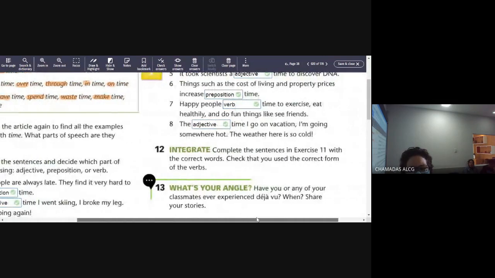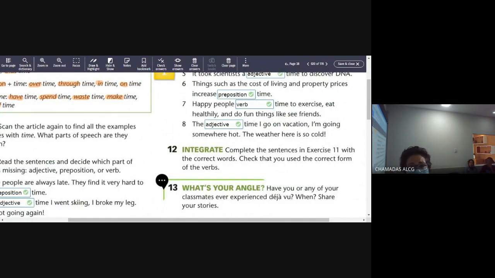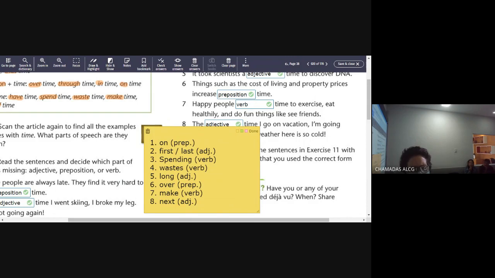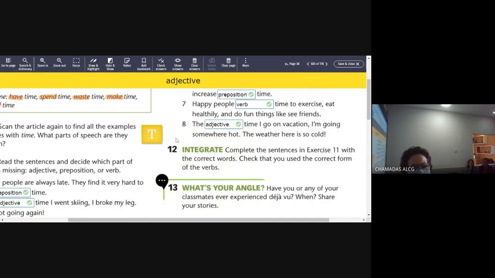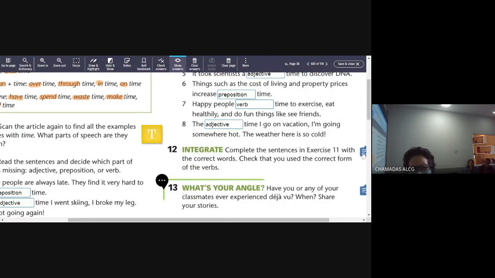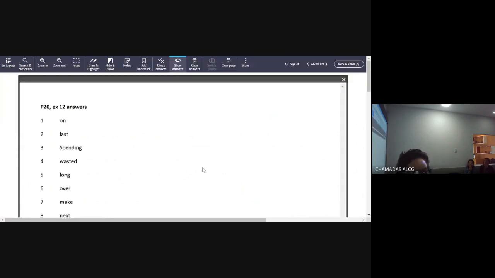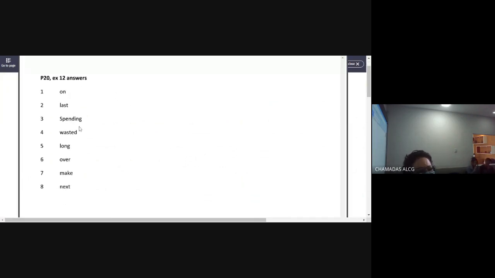So let's see number 12 and let's check our choices to see if they are correct. Here they say, complete the sentences in exercise 11 with the correct words. Check that you used the correct form of the verbs. So let's check our answers here. We have on first, spanning, waists long. Let's see if we can have both of them on the screen. I don't know if we can. No, we can't. So there you go.